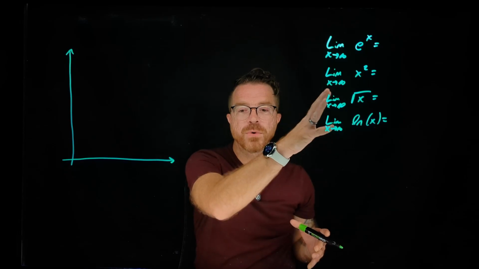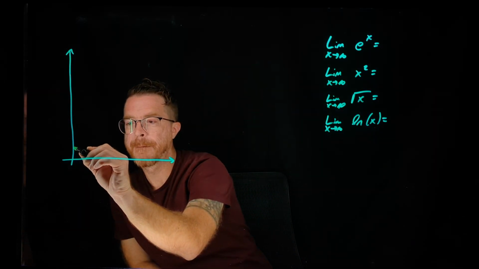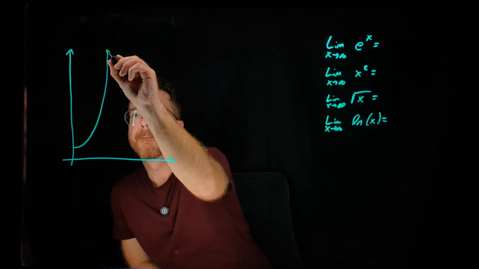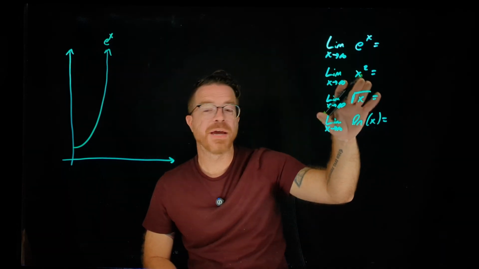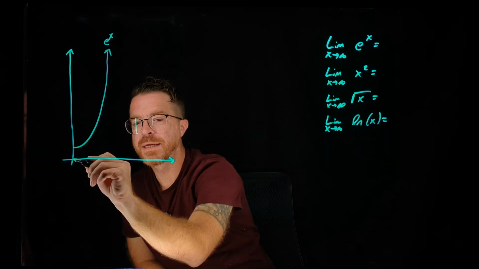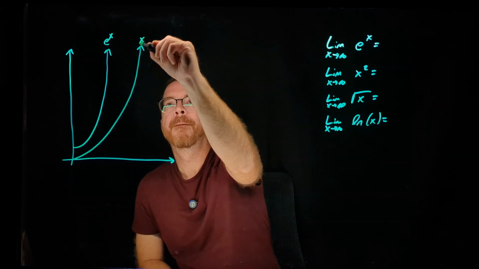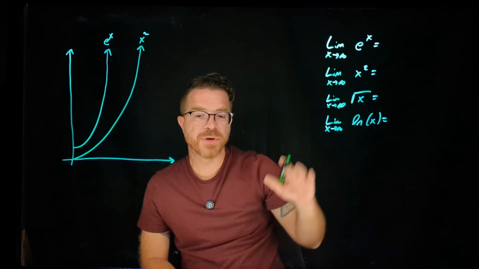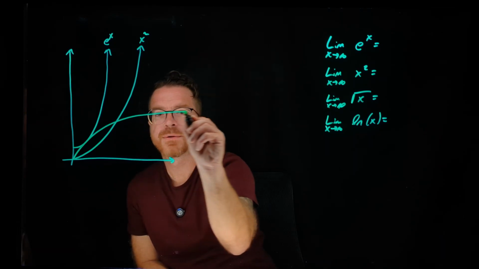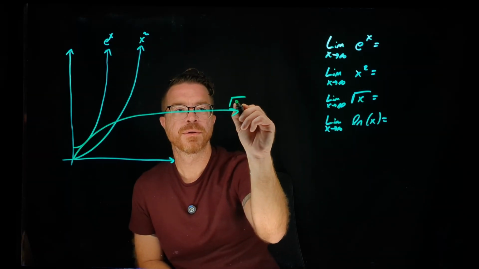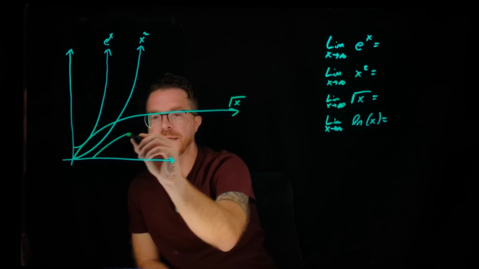If we were to graph e to the x, it's going to look something like this, and this is our e to the x. If we were to graph x squared, it'll look something like this. If we were to graph our function square root of x, it'll look something like this. And if we were to graph our natural log of x, it would look something like this.